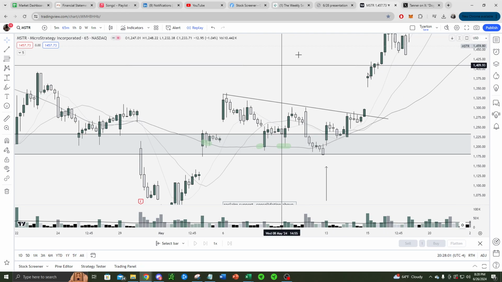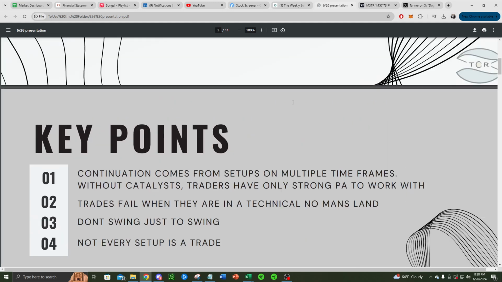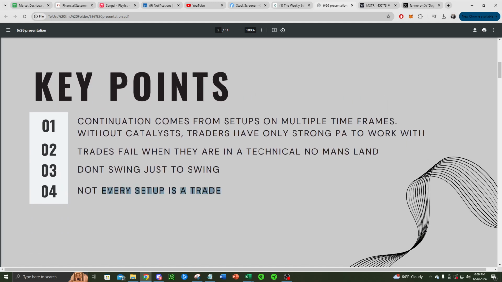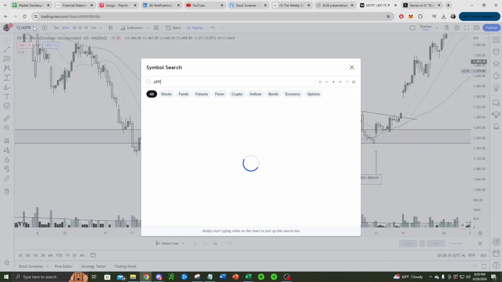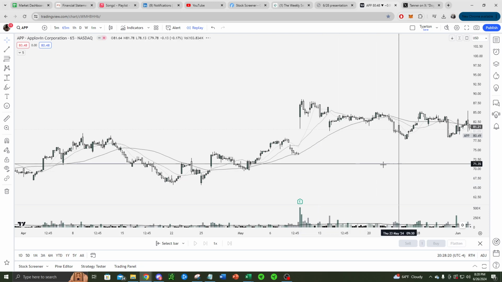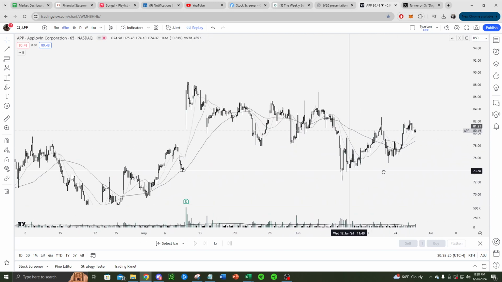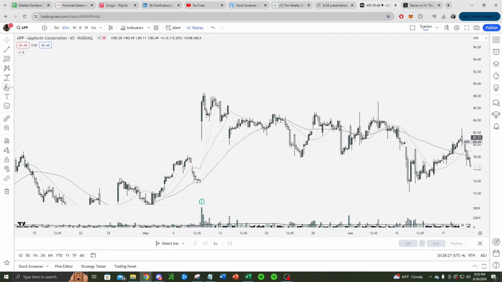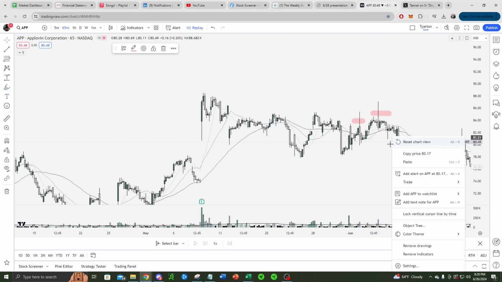Big takeaway from this though is the first point that I made in the key points. Not every setup is a trade. You might see a lot of tight price action that looks phenomenal, but ultimately amounts to nothing. A good example of that is APP. A lot of people were all over APP recently for its setup, and this thing has stopped a lot of people out trying to buy these breakouts. I know a lot of friends who have gotten stopped out on that.